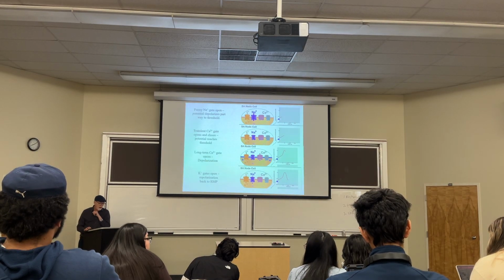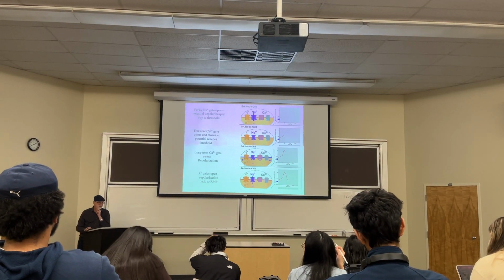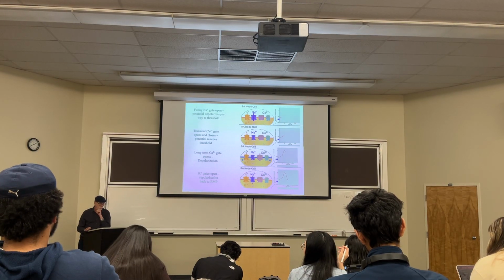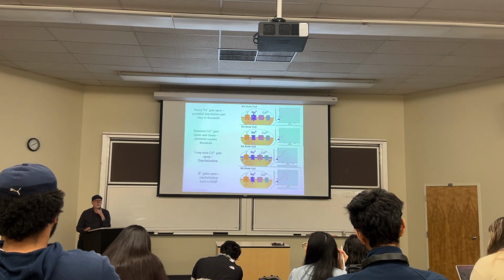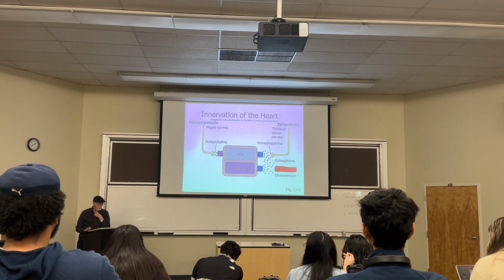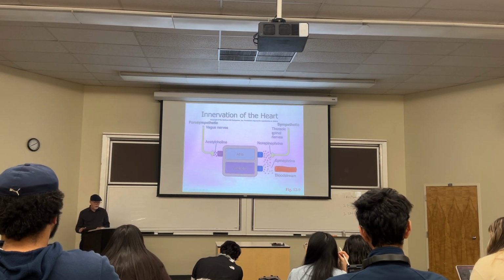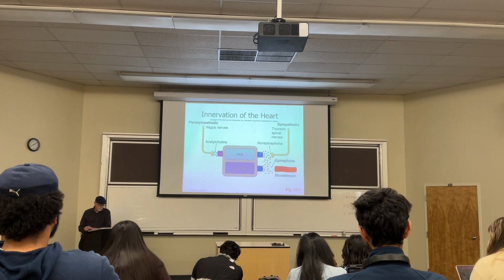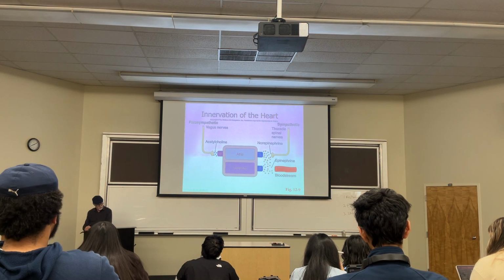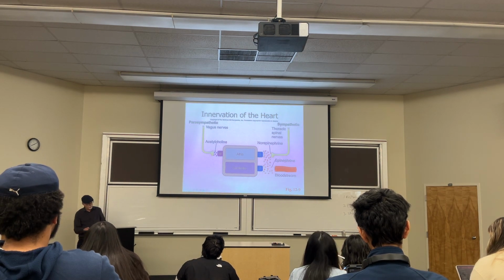Now, that's our normal rhythm. Let's say 70 beats per minute. This is going to open 70 times per minute. This process is going to go through that. If we want to speed it up, we have beta adrenergic receptors. Norepinephrine and epinephrine can bind to these and they can speed things up.